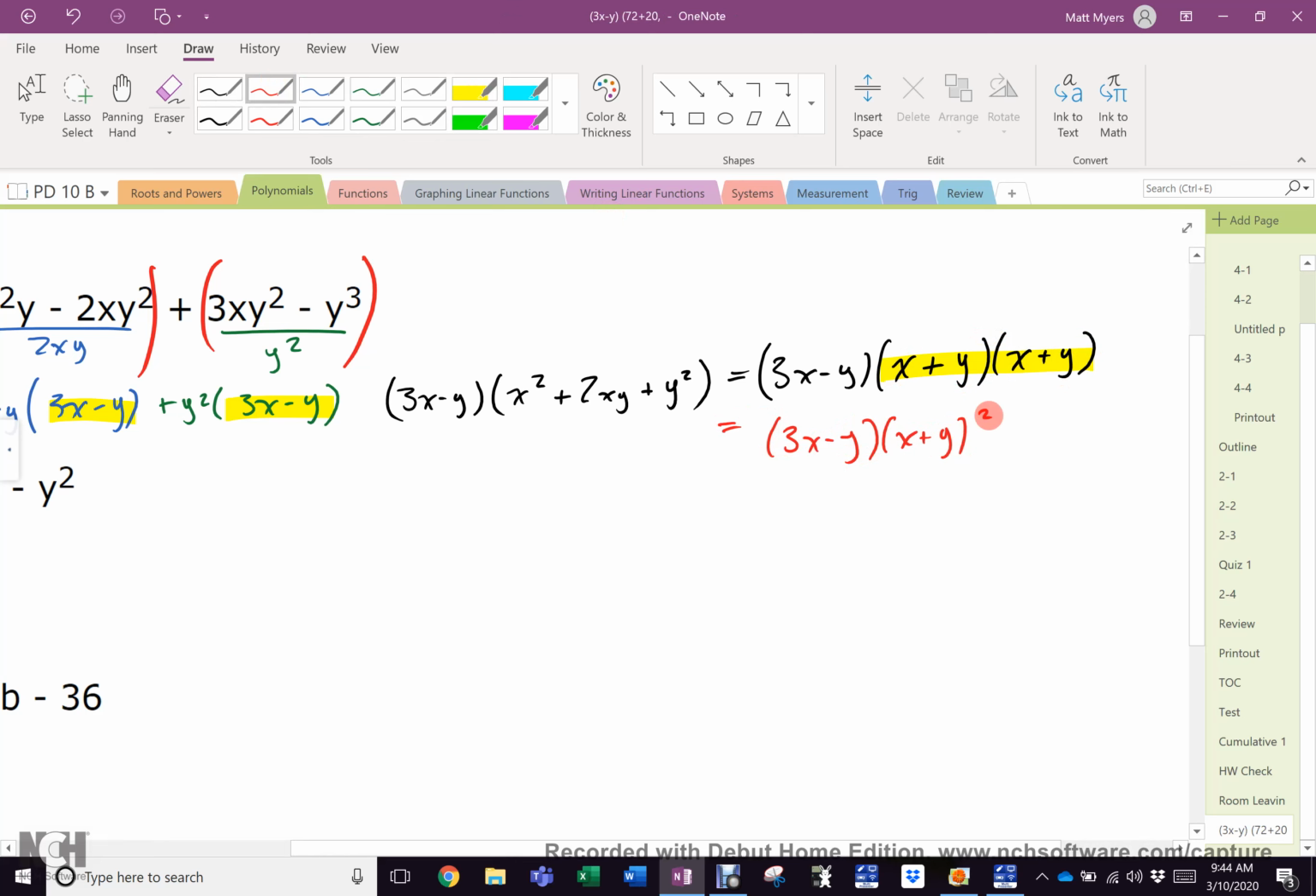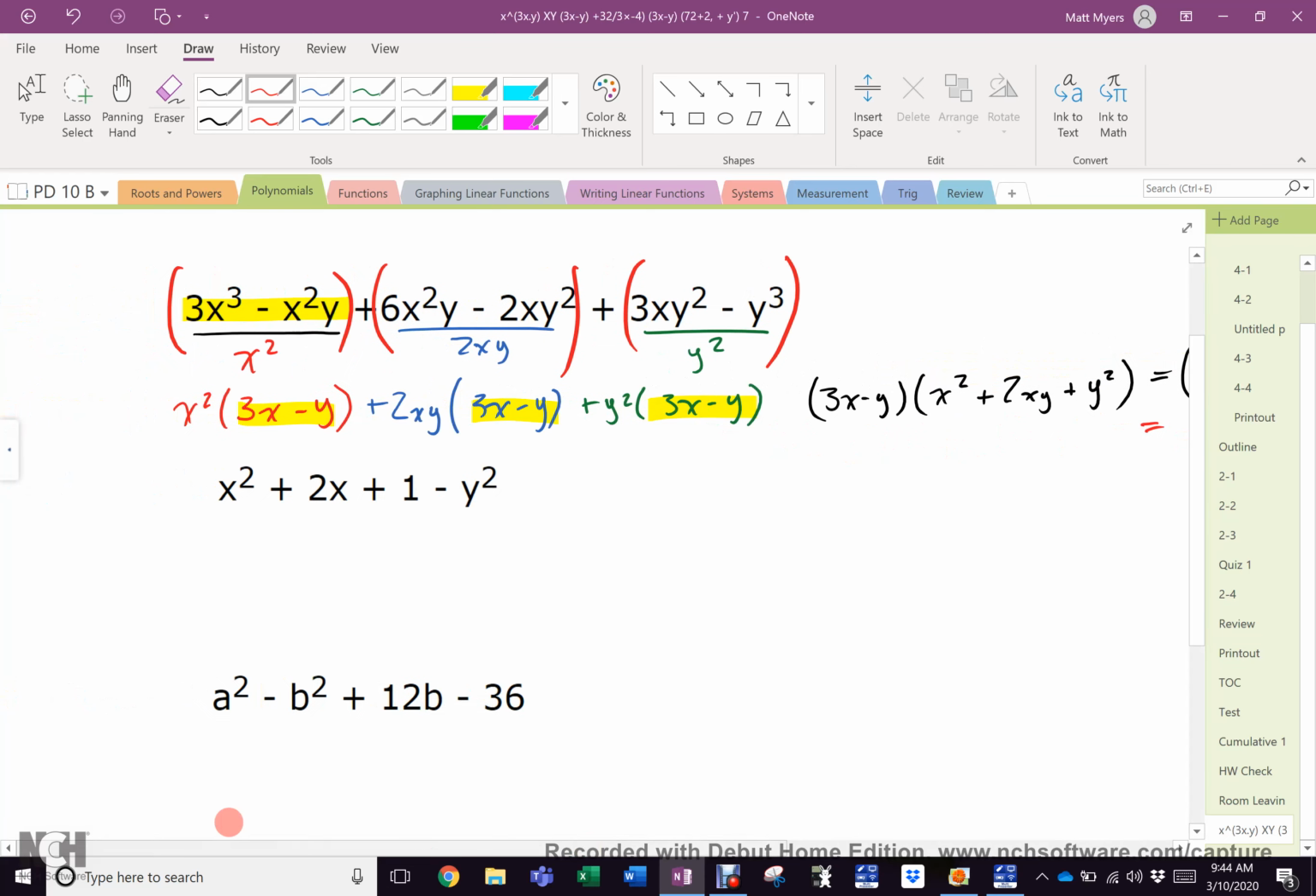Everybody cool? I didn't expect many people to figure that out. I was just kind of hoping, right? Because if you see the numbers, you can kind of figure it out.